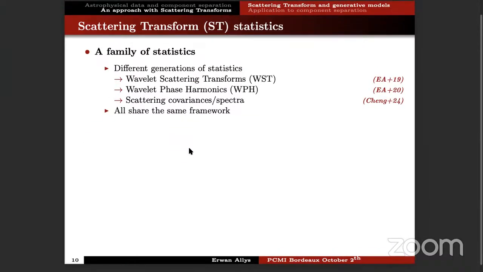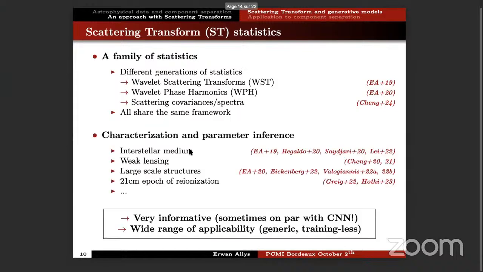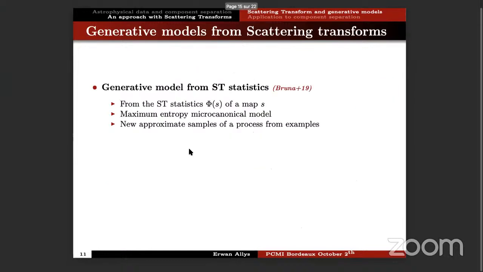So actually, it's a family of statistics. I won't enter into the details. You have the wavelet scattering transform, phase harmonics, scattering covariance spectra. They all share the same framework. And what is nice is that they have been used for characterization and parameter inference for a lot of very different processes. Each time, they were able to reach or go beyond the state of the art, and to be very informative. And basically, the same statistics have been applied to all these processes, which means that they are actually quite general.